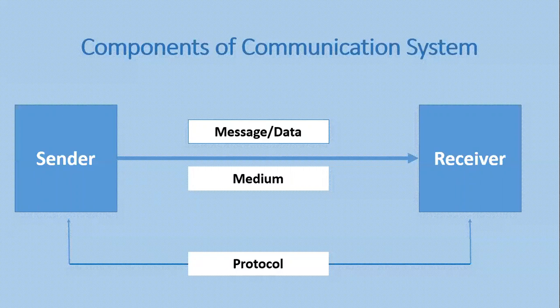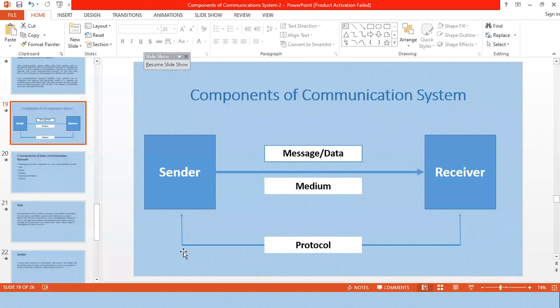And keep in mind that this process is reverse. When the receiver sends, the receiver becomes source and the sender becomes destination. For example, when I am sending a WhatsApp to you, then I am source and you are destination. But when you are replying to me, then you become source and I become destination. So this is the way. This is basically the simple data communication system.